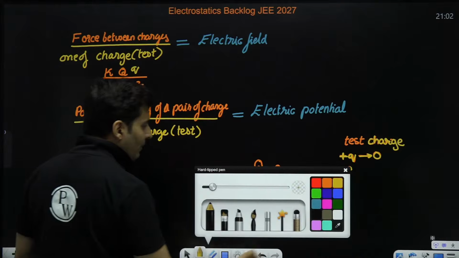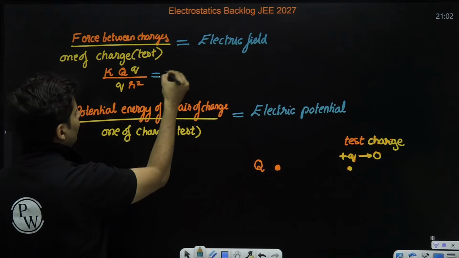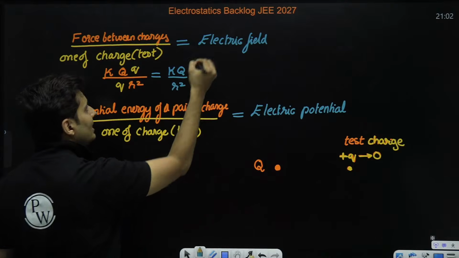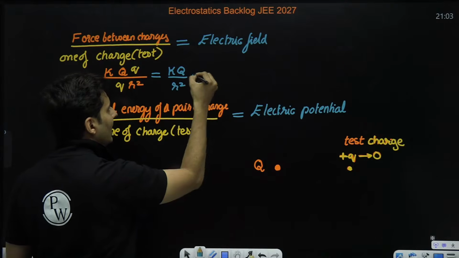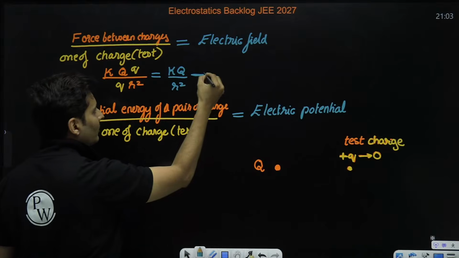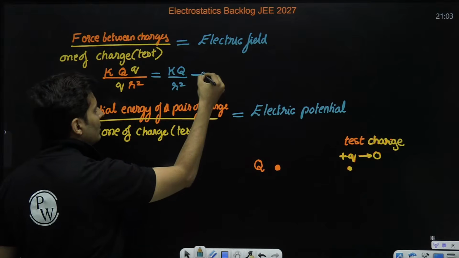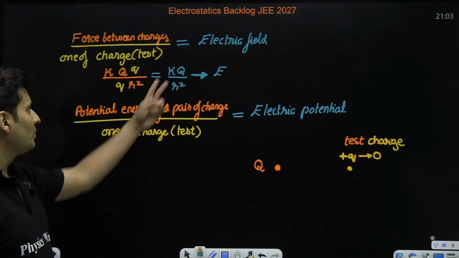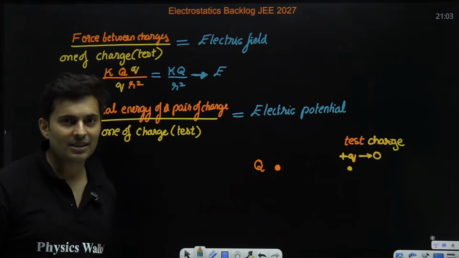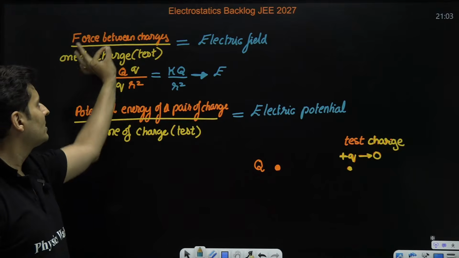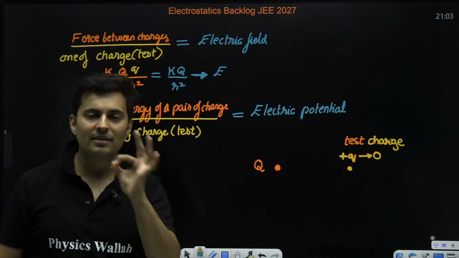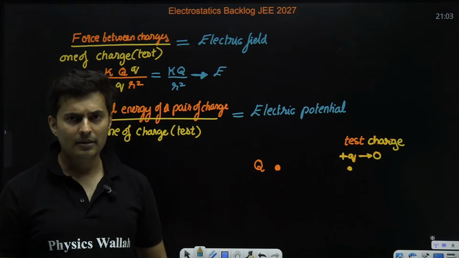So what am I left with? I am left with KQ divided by R square. That is exactly your electric field. You do not have two charges in the numerator, you just have one single charge. So you are calculating how much is the force per unit test charge. That is called as the electric field.